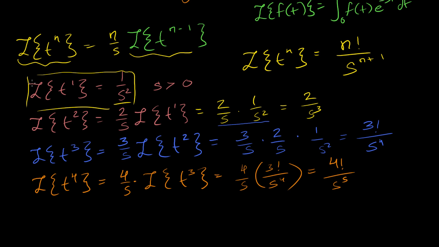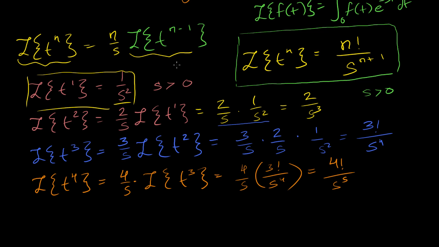Outside of the fact that it'll be useful when we figure out inverse Laplace transforms, this is a pretty neat result. The Laplace transform of t to the n, where n is some integer greater than 0, is equal to n factorial over s to the n plus 1, where s is also greater than 0. That was an assumption we had to make early on when we took our limits as t approaches infinity. Anyway, hopefully you found that useful.